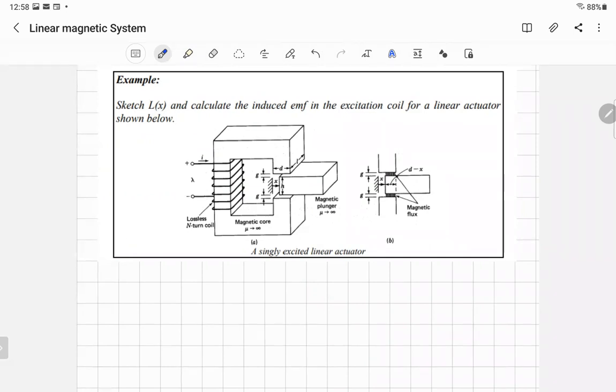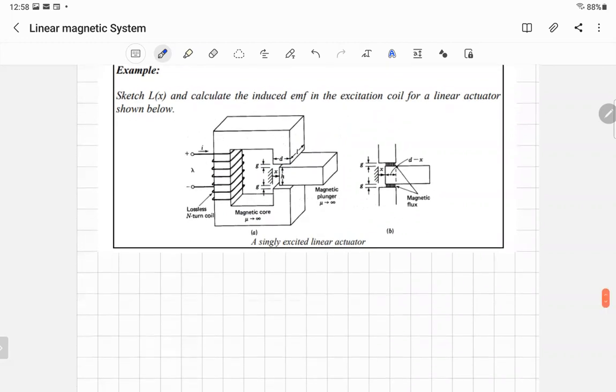So it's simple. All the information given here, like G, D, L, and all the things given here, we are going to get it in terms of these variables. All right. So first of all, we need to find the inductance L in the system.